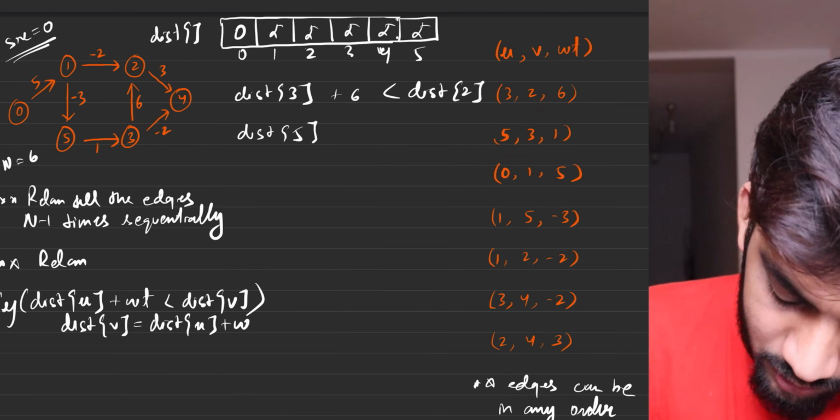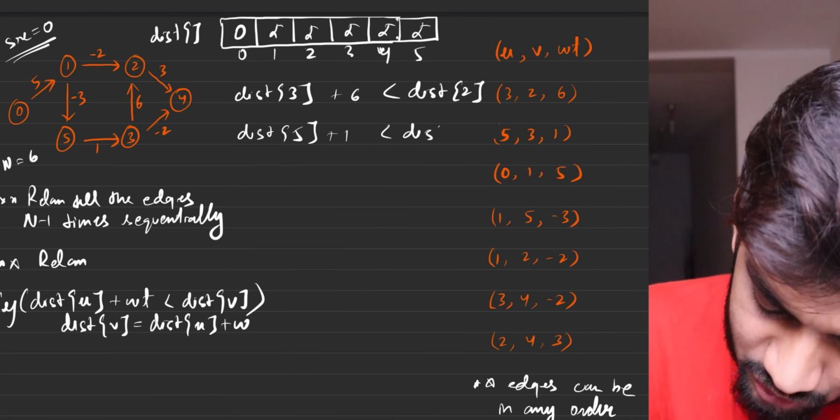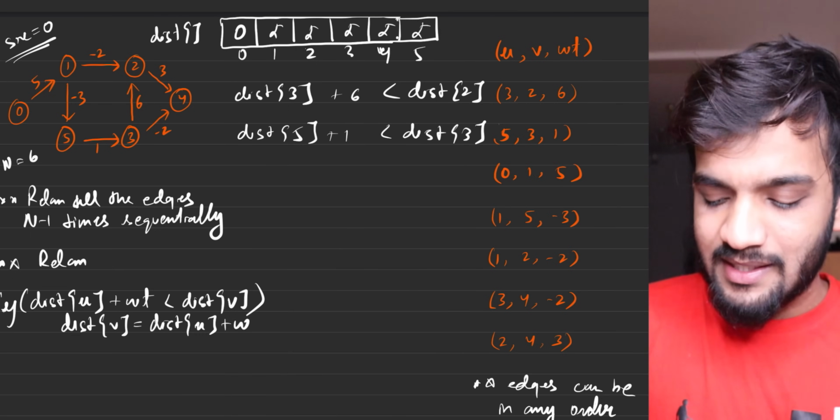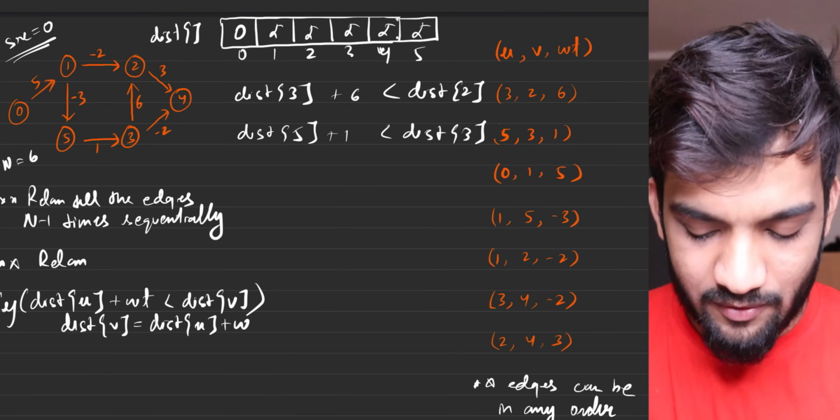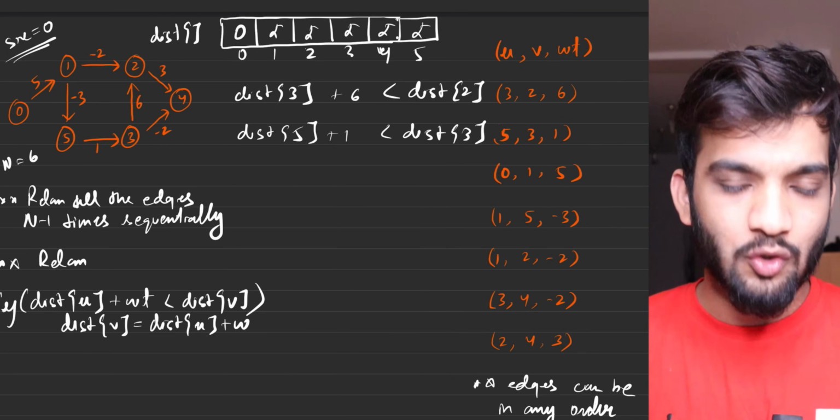From 5, you take 1 and you reach 3, right? So can I say 5 is still infinity? So you haven't reached 5. So if you haven't reached 5, there's no point.